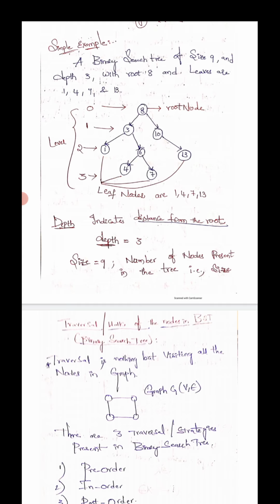6 is the greater element, that's why I have to place it at the right node. Okay, and 6 is the node, and less than 6 is 4 and greater than 6 is 7. And let us take the right subtree 10, and the value greater than 10 will be 13, that's why I have to place it at the right side.